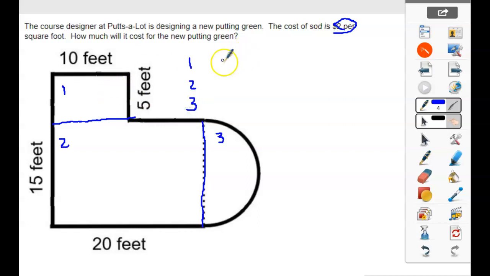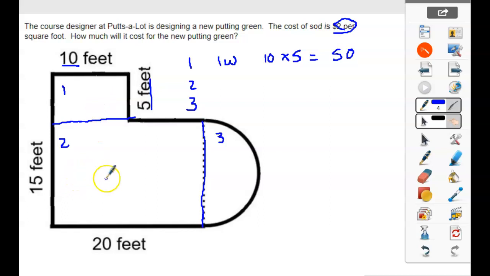So number 1 is just a rectangle, so that's length times width. And this one's pretty easy. It gives me this 10 by the 5, are just given to me, so I don't have to do much more there. So I get 50 for that rectangle.